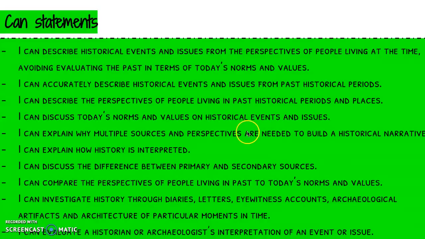So things like describe historical events and issues from the perspective of people living in the past, avoiding today's norms and values. You should hopefully be able to explain why multiple sources and perspectives are needed to build a historical narrative, explain how history is interpreted, the difference between primary and secondary sources, evaluate a historian or archaeologist's interpretation of an event or an issue. So hopefully we'll see these pop up throughout the unit.